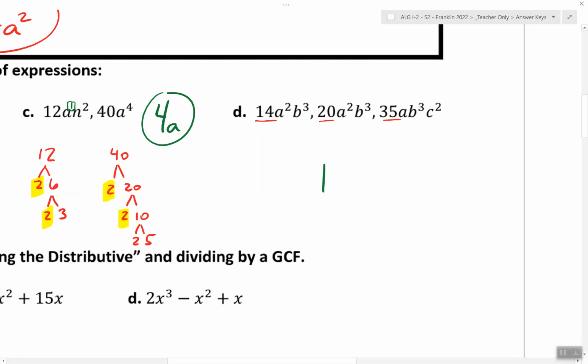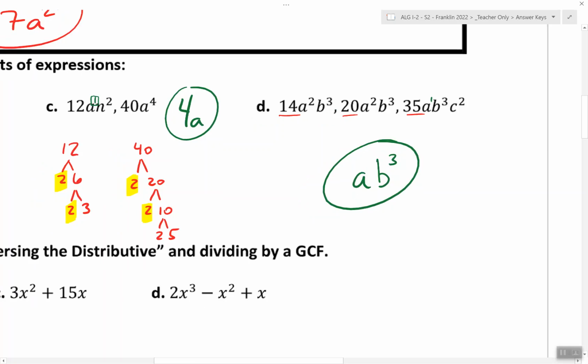And then for the variables, they all have an a. And again, 1 is the smallest exponent present. They all have a b to the third power, so that's in the GCF. They don't all have a c, so that's it. So the GCF here is ab cubed, or 1ab cubed, but you don't really need the 1, so just ab cubed. That's the biggest thing we could divide out of all three of those expressions.